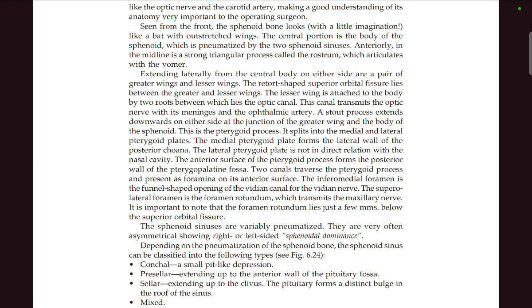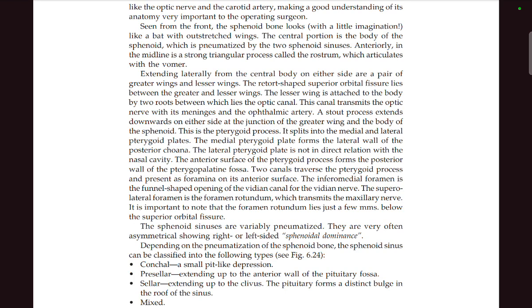A stout process extends downwards on either side at the junction of the greater wing and the body of sphenoid. This is the pterygoid process. It splits into the medial and lateral pterygoid plates. The medial pterygoid plate forms the lateral wall of the posterior choana. The lateral pterygoid plate is not in direct relation with the nasal cavity.